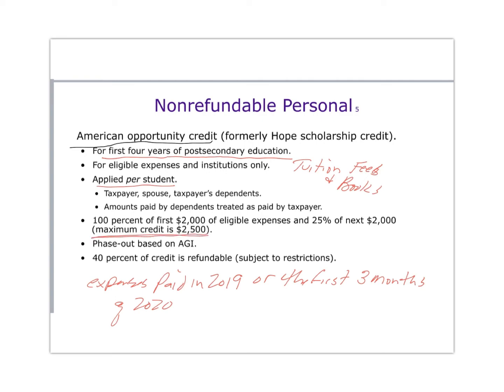There is a phase out based on AGI, and that's again in those Chapter 8 schedules, okay? And there's a phase out for single and head of household, and then a separate phase out for married filing jointly. And again, we'll do examples of this, okay? And 40% of this credit is refundable, all right? So kind of take all of those things. Remember, the maximum amount of credit for this one is $2,500, all right? And it is phased out based on AGI.